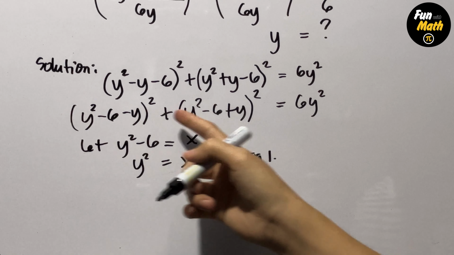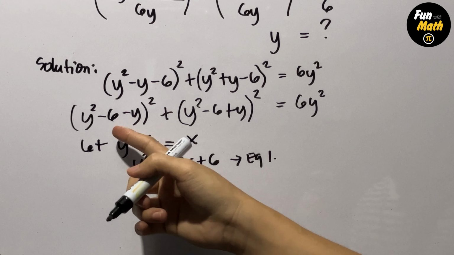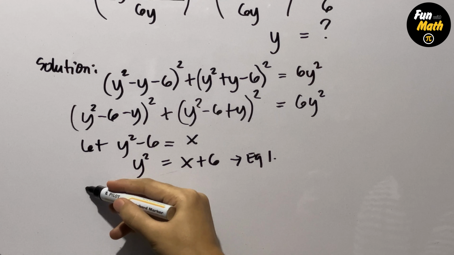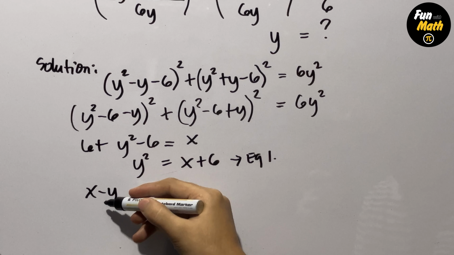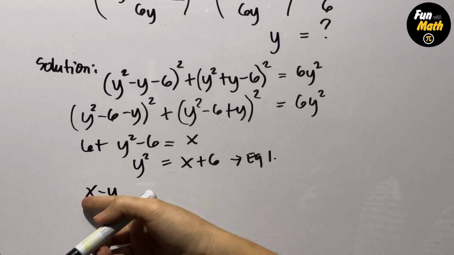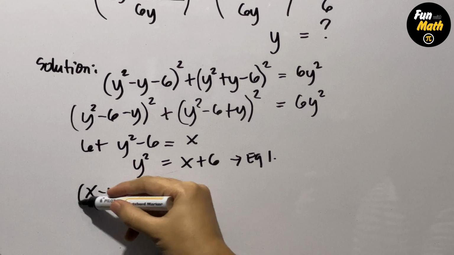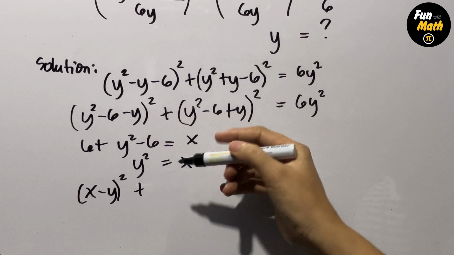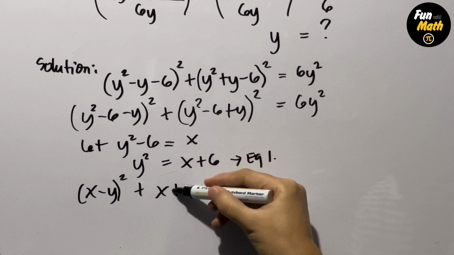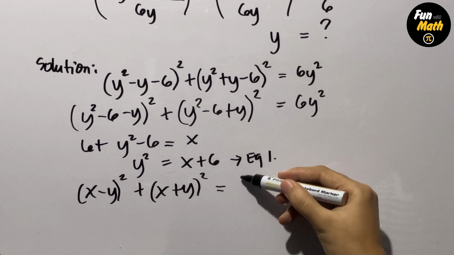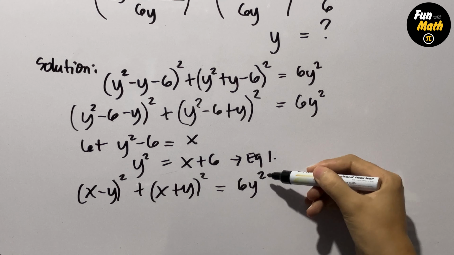Now to write this, since we let y squared minus 6 be equal to x, so this is now (x minus y) whole to the power of 2, replacing y squared minus 6 with x, plus (x plus y) whole to the power of 2 is equal to 6y squared.